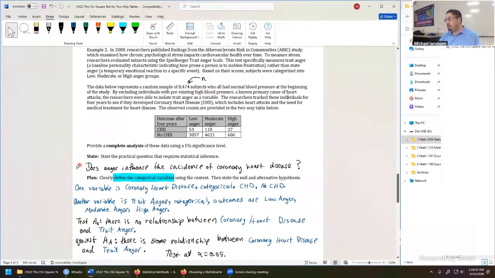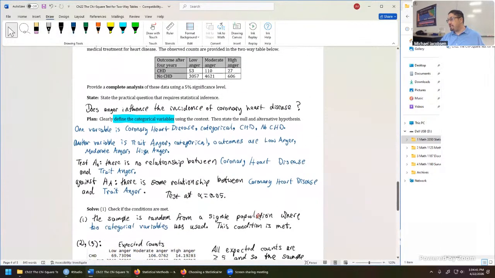It's kind of interesting data. We were looking into the relationship between incidence of CHD, coronary heart disease, as well as baseline trait anger, not the same as situational anger, having a bad day, just more of a personality trait. The null hypothesis was no relationship between coronary heart disease and trait anger. Here we're just talking to them about them as variables. We already said what the outcomes are for each one of those variables right above. The alternative hypothesis insists that there is some relationship, and we tested it at the 5% significance level. In fact, we pretty much nearly complete these data. All it's missing is the conclusion.